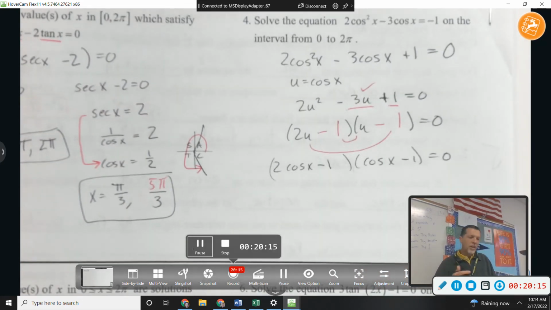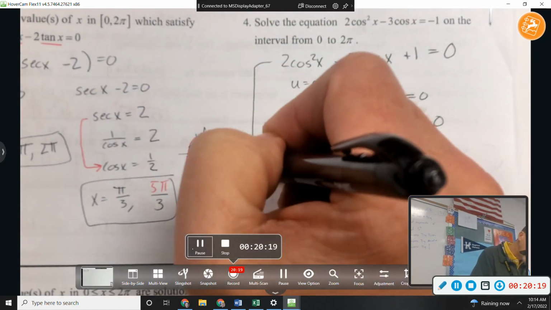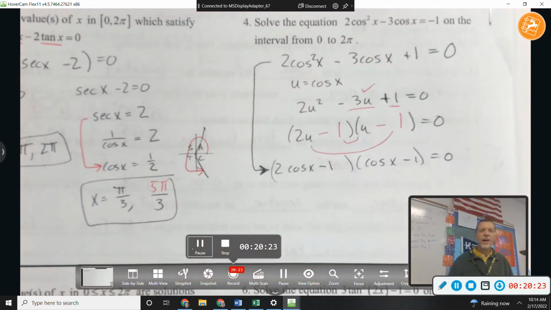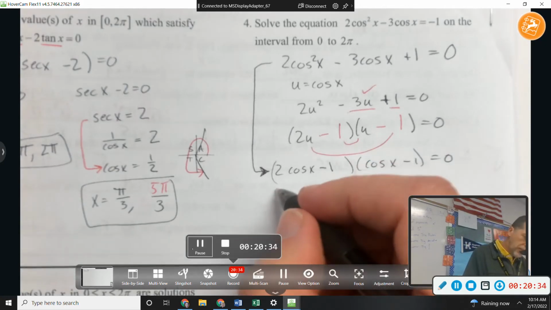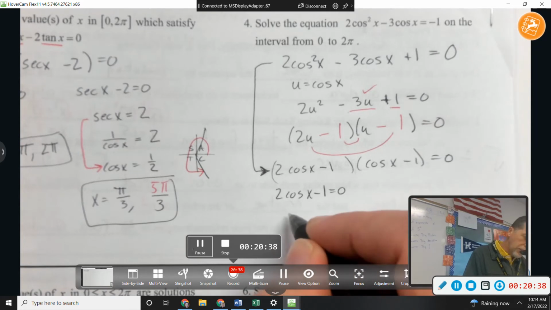This is another one of those places where some of you are going to say, you know what, I don't need those U's. I mean, yeah, they make life a little easier, but I can do it without it. So if you can handle factoring without putting the U in there, that's fine. You're going to land at the same spot. We set them equal to 0.